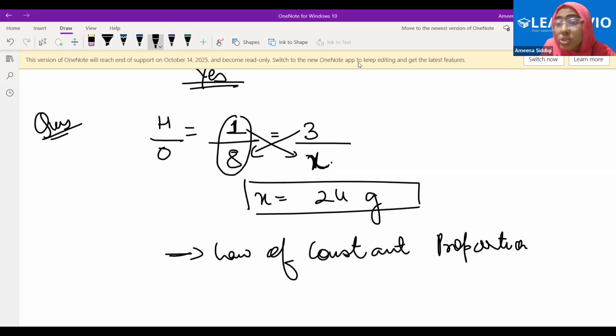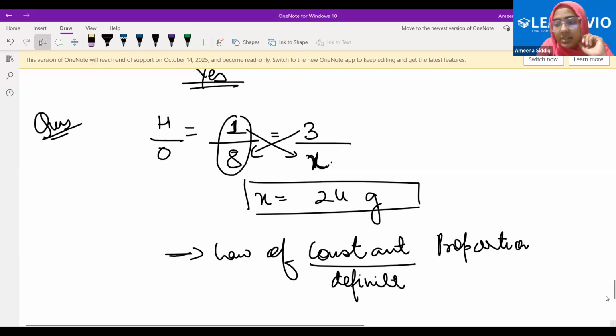What are we saying? The proportion is fixed. For water, when two elements are joining to form water, the proportion is fixed. Please say yes or no. Yes, ma'am. And therefore, we are using constant proportion. What does constant mean? Fixed, right? Also called definite proportion.